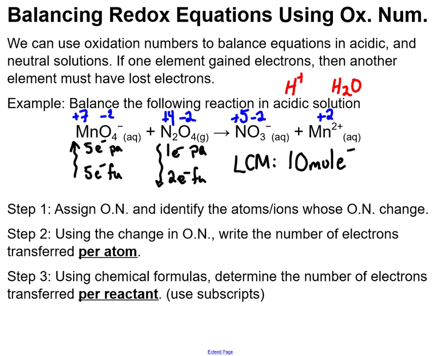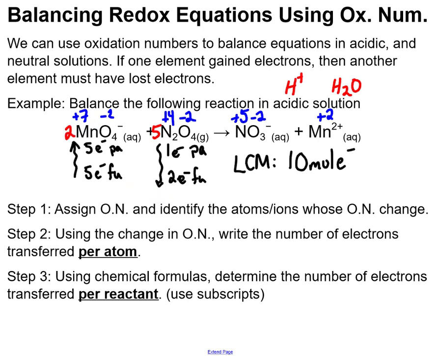Okay, so what we have to do is figure out the lowest common multiple of electrons, which is 10 moles of electrons. How can this thing lose 10 electrons? If one of them loses 2 electrons, 2 of them would lose 4, 3 of them would lose 6, 4 of them would lose 8, 5 of them would lose 10. How can we gain 10 electrons here? 2 of them would gain 10 electrons. So that's what we have to do.